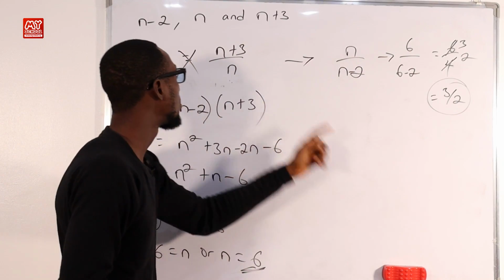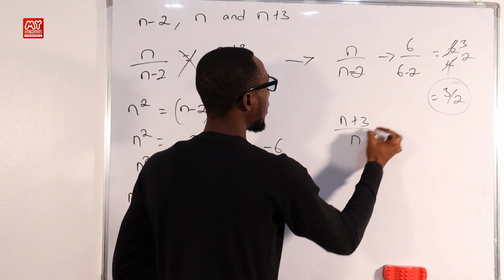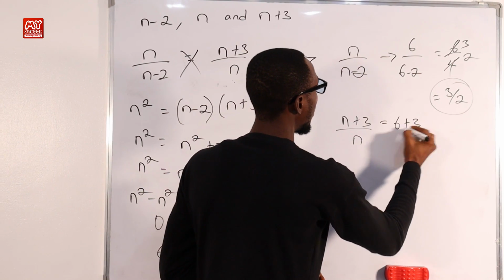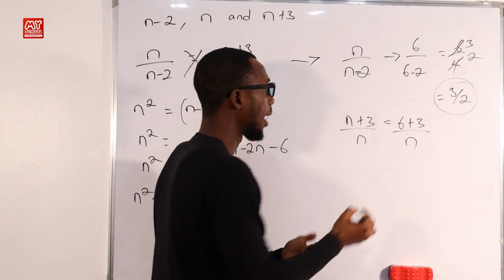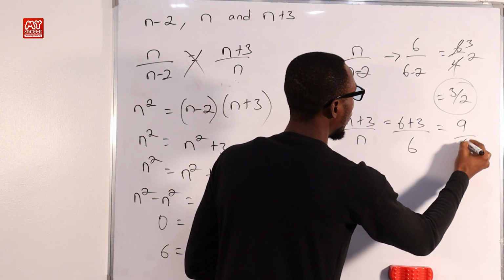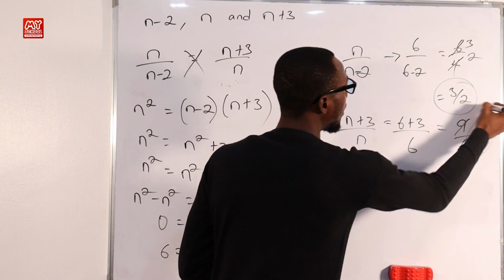If you still want to confirm, you can use this again. That will be n plus 3 over n. N plus 3, that is 6 plus 3 over n. Okay, and n is given as 6. So 6 plus 3, that is 9 over 6. 3 here 2, 3 here 3. So we still have 3 over 2.